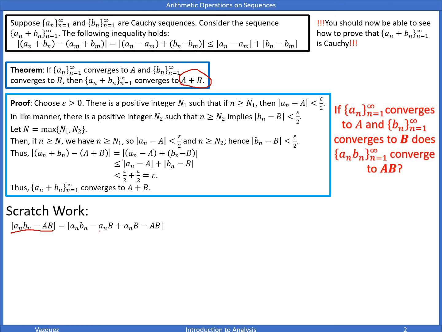Here, a little clever step is adding 0 by subtracting a_n times b and then adding a_n times b. We're adding 0. The reason we want to do that is because now we can factor out a_n from two of the terms, and we can factor out a b from the other two terms. By the triangle inequality, this is less than or equal to the following.